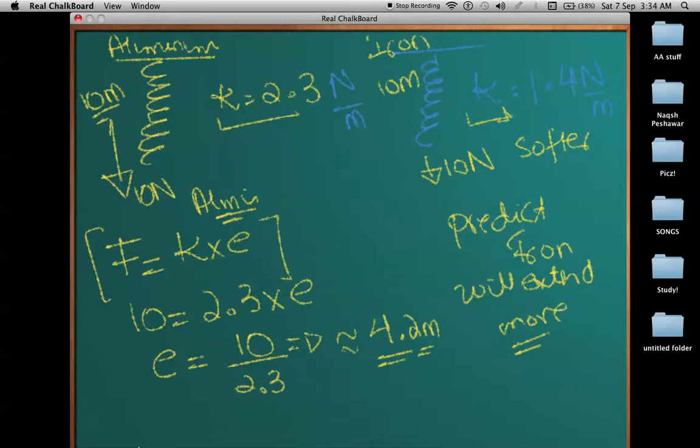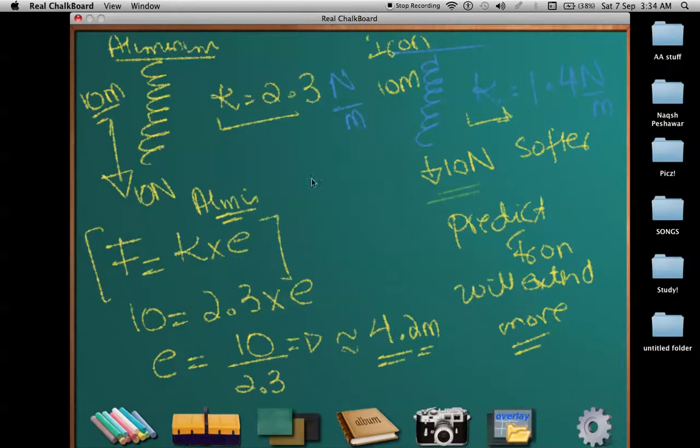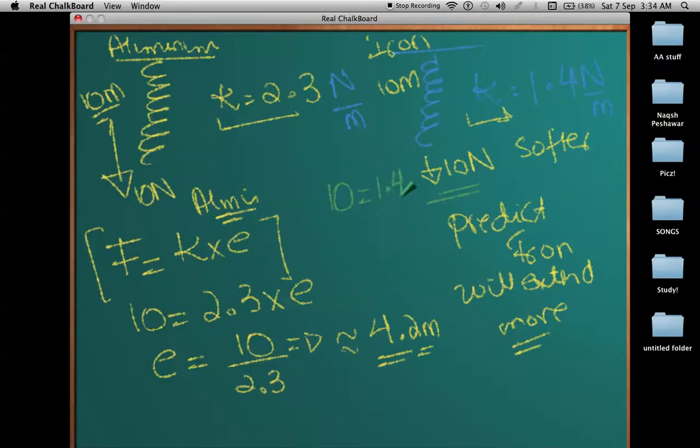Let's see, for the same force, if I use the formula, 10 is equal to the stiffness 1.4 times E. So E is equal to 10 divided by 1.4. This would give me approximately around 7. Yes, it would give me approximately around 7 meters. I don't have a calculator right now, so I'm just approximating some values.